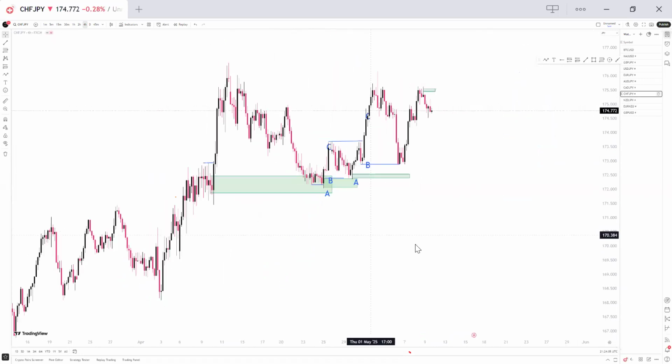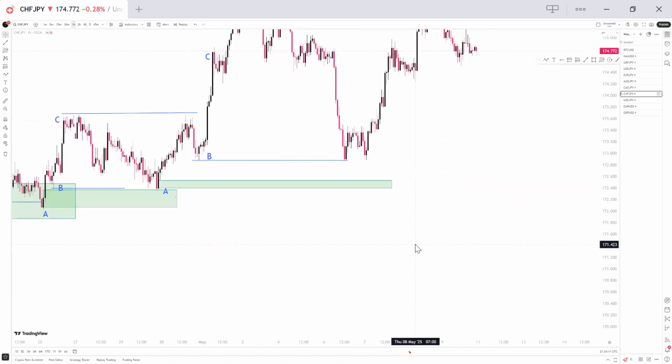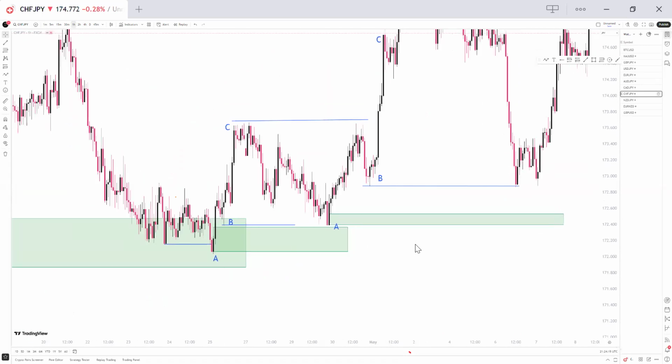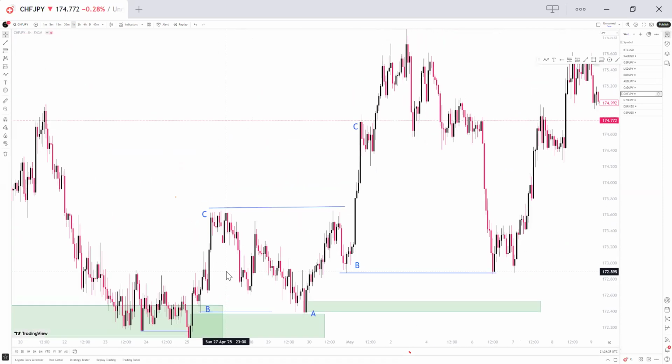So if we switch to the 1 hour time frame, you'll see everything clearly. You can use any time frame to spot it. You can use 1 hour, 4 hours, or 30 minutes. You can see the same thing. We have our A, we have our B before the break, then we have our C. Understand?